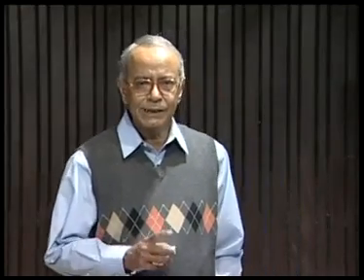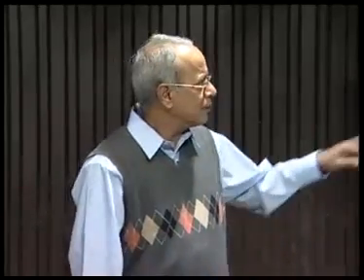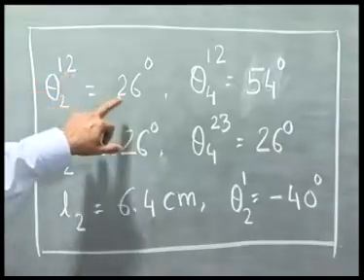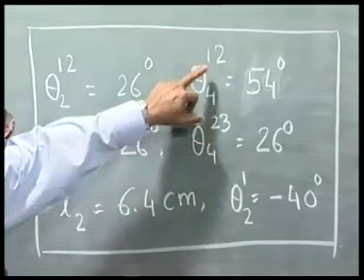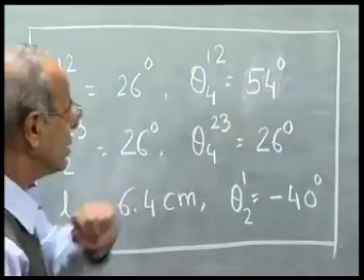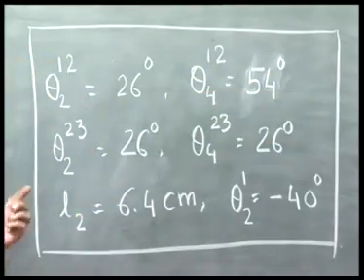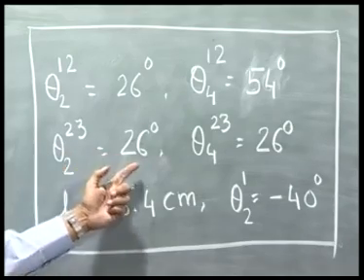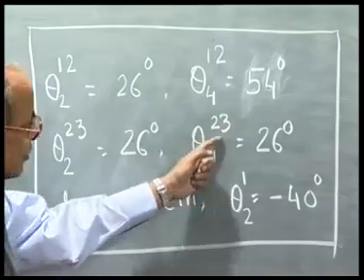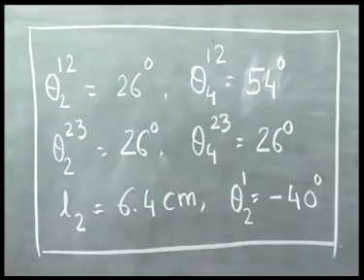Let me now discuss the same problem if we solve by graphical method. What kind of problem may arise? We talk of this theta 2 1 2 26 degree as before, theta 4 1 2 54 degree as we have considered in the analytical method. Same values of theta 2 2 3 26 degree and theta 4 2 3 is again 26 degree.